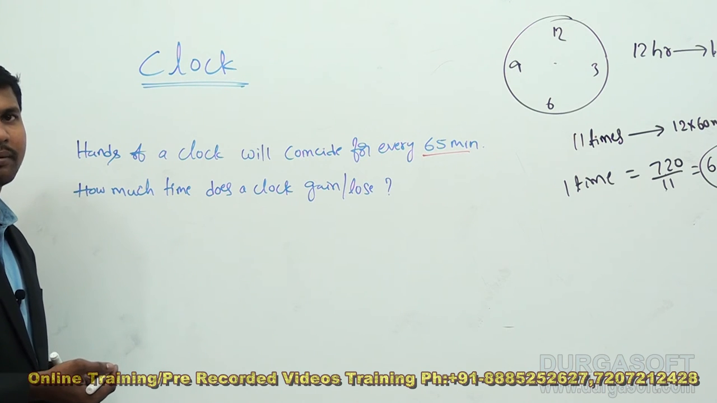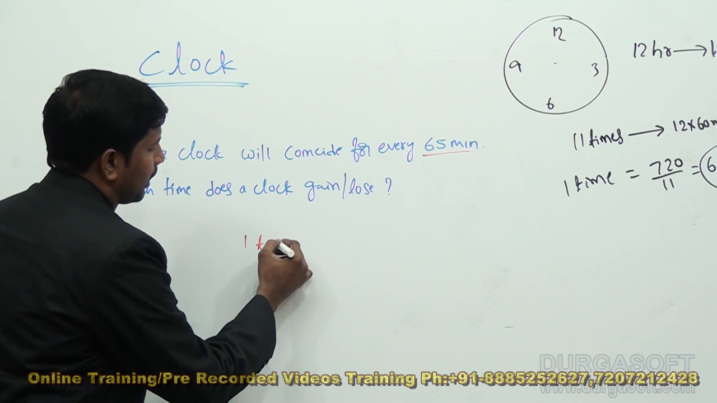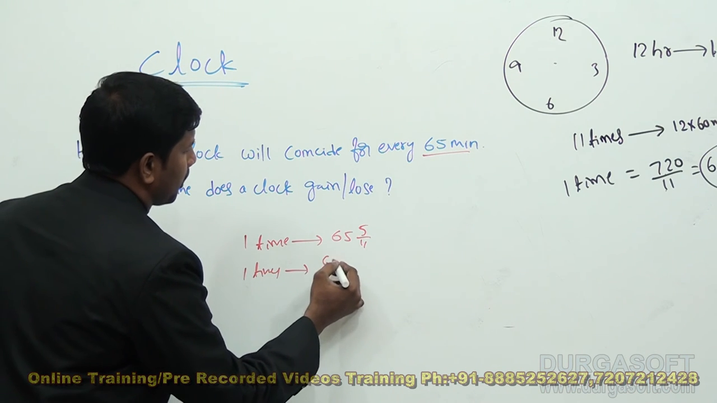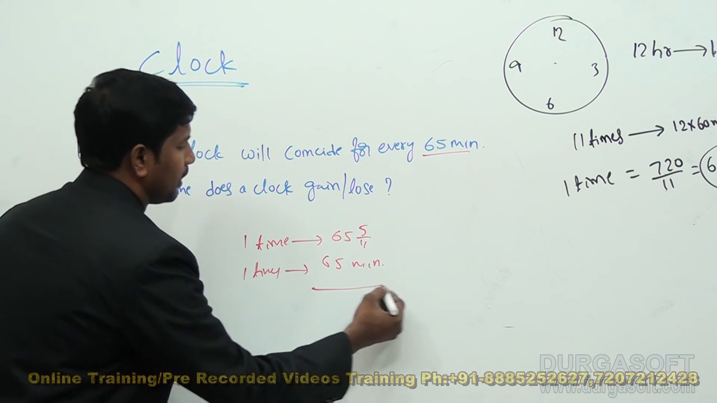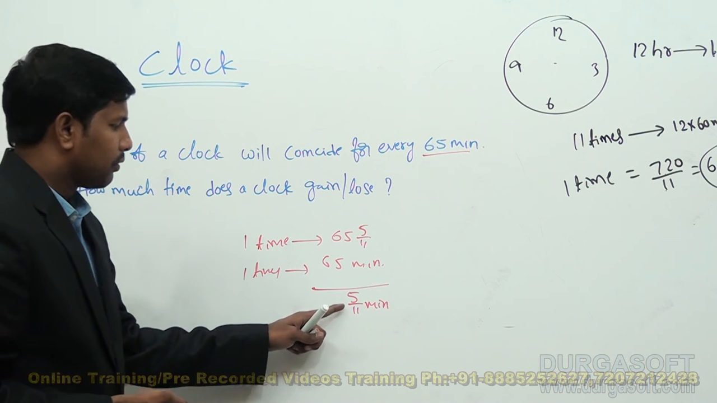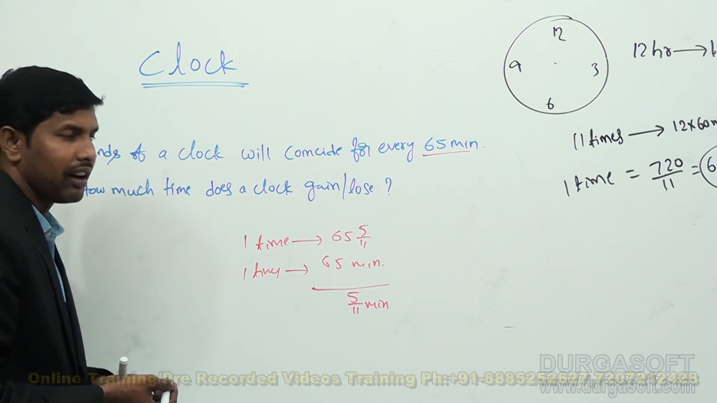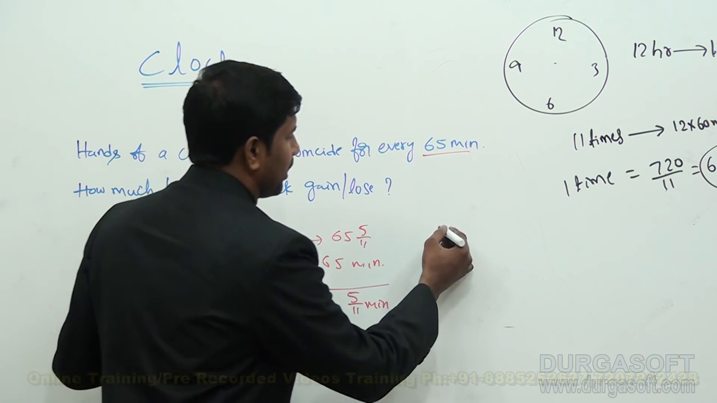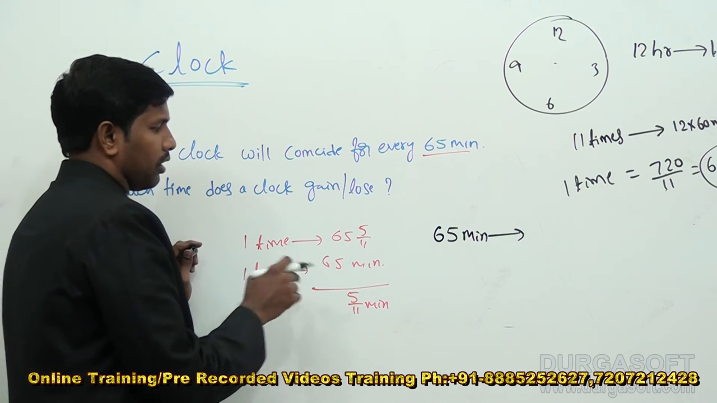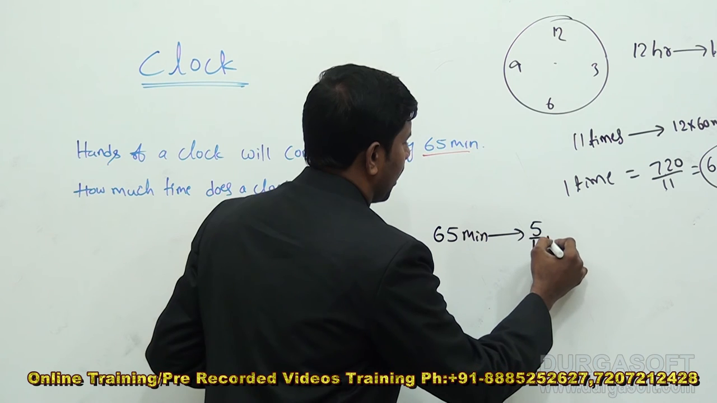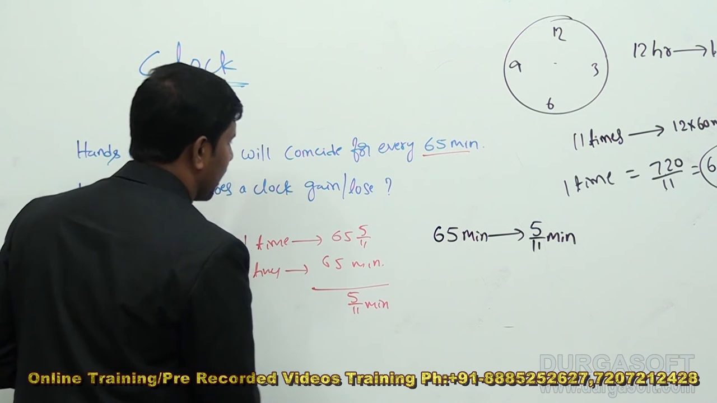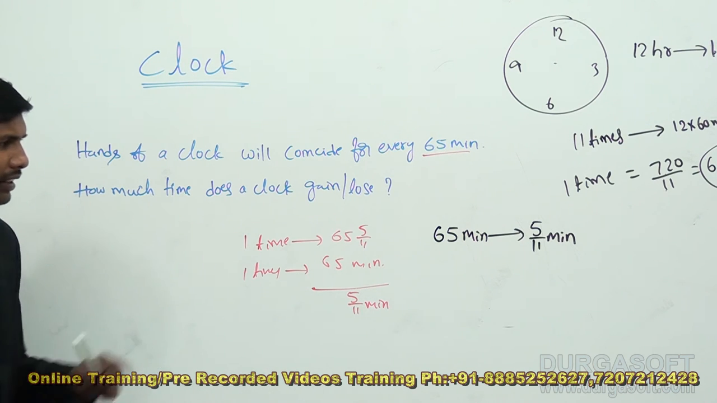Now let's calculate how much time it does lose. Actually, for one time it must take 65 5/11 minutes. Now it is taking 65 minutes, so the difference is simply 5/11 minutes. Now these 5/11 minutes will be lost by the clock in 65 minutes. Because they are meeting for every 65 minutes, in those 65 minutes the clock will lose these 5/11 minutes. Suppose if the question was given as how much time the clock is gaining, it would be like that, 5/11 minutes in 65 minutes.